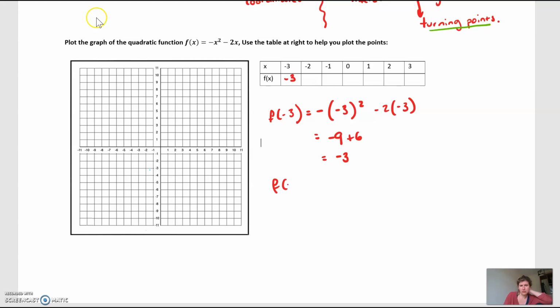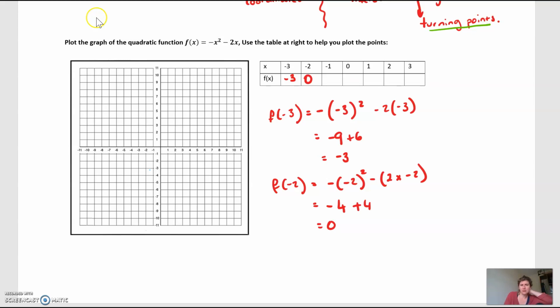Okay, f of -2: -2 minus 2 times -2. I've written that in a weird way, and that should have a squared. So -2 all squared, negative, is -4, and then -2 times -2 is +4. So that's 0 there.